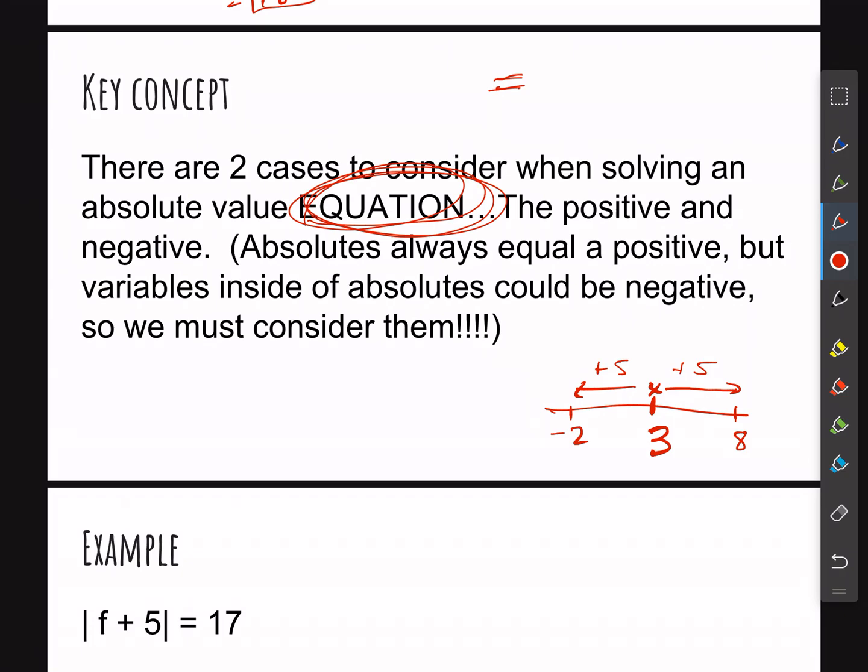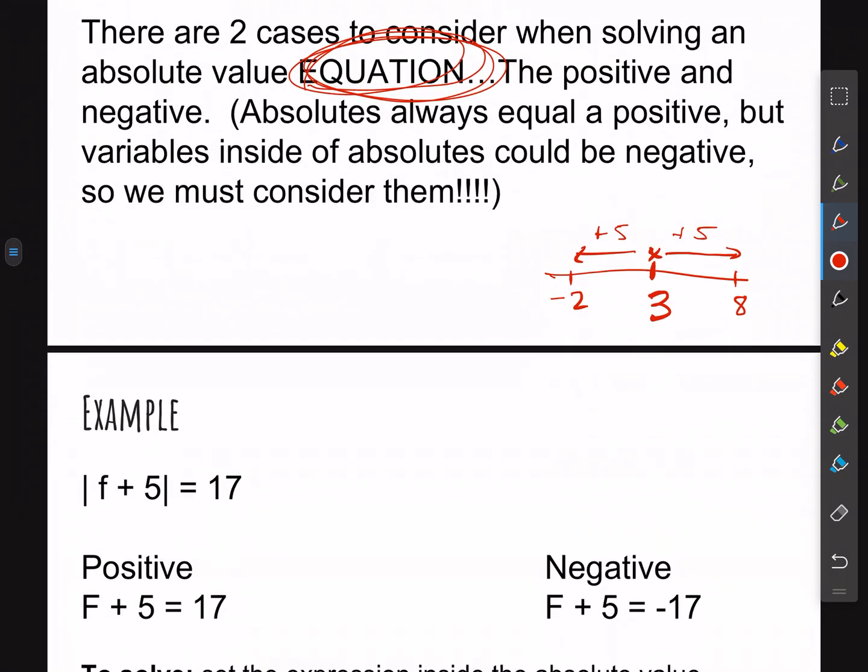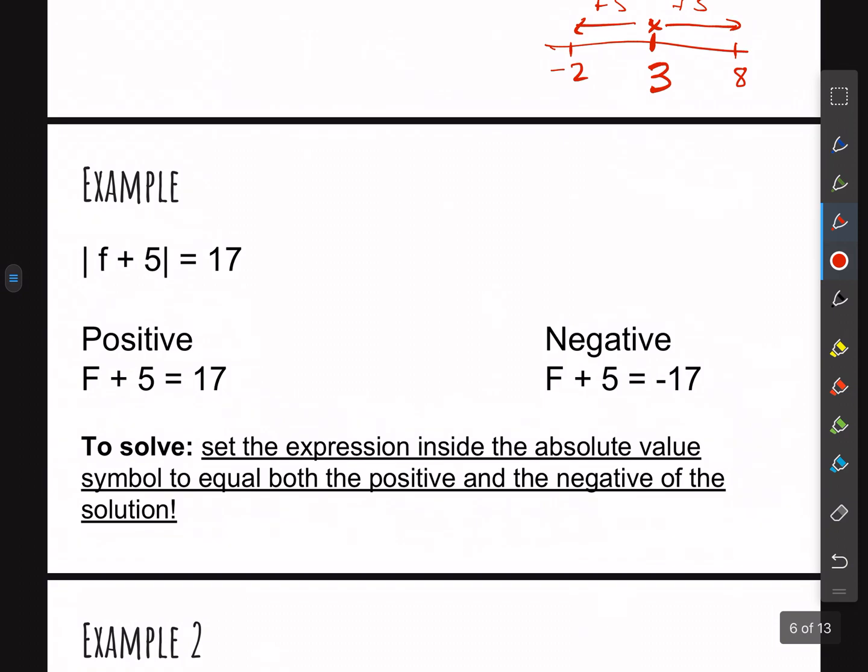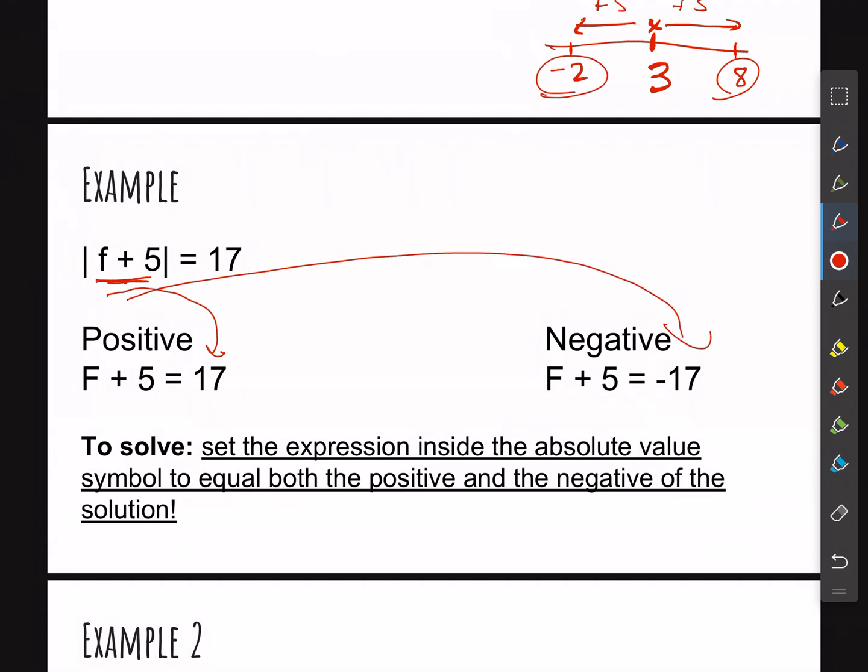Okay, that's important to recognize. Whenever there's an equal sign with a variable inside of the absolute values, I have to consider the fact that it could be from the positive direction, like this, or it could be from the negative direction, like so. So whenever you have an equation with an absolute value equal to some number with a variable on the inside, you have to set it to equal both the positive and the negative.